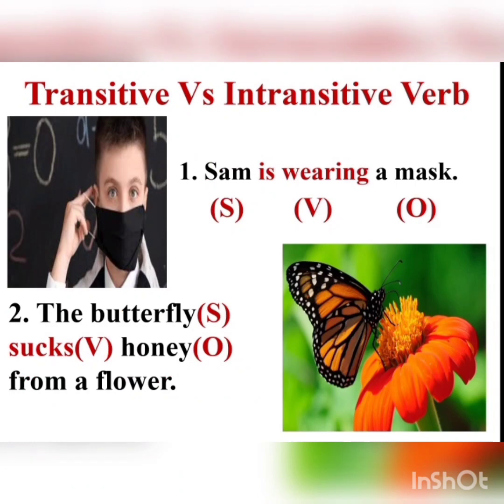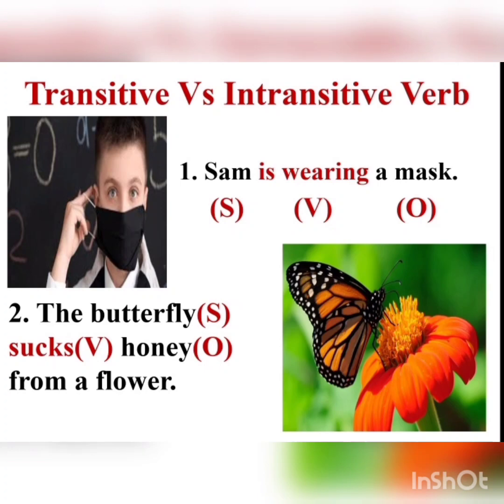Let us analyze a few sentences along with pictures to understand if the verbs are transitive or intransitive. Sam is wearing a mask. Here Sam is a subject, is wearing is a verb, a mask is an object. What is he wearing? A mask. So when you get an answer for the question what, that is supposed to be an object.